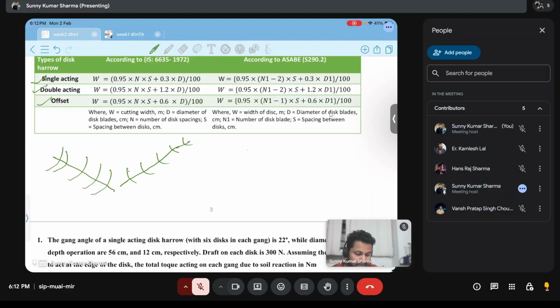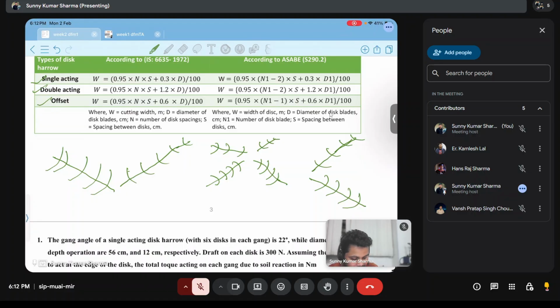And what is double acting? Double acting, basically, we extend this one shape into an X shape. Yes, that is correct. This is double acting, where we have discs here. And what is offset? Sir, offset is like single acting only, but the center of it will be on the side. Yes, understood. So this is offset disc harrow.